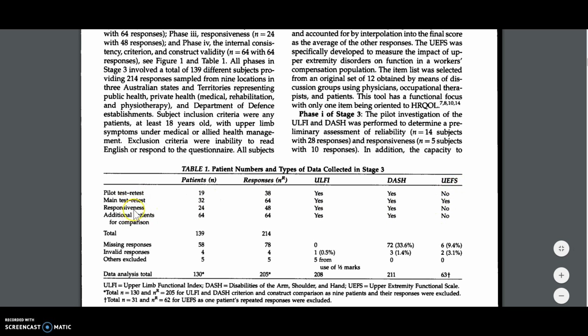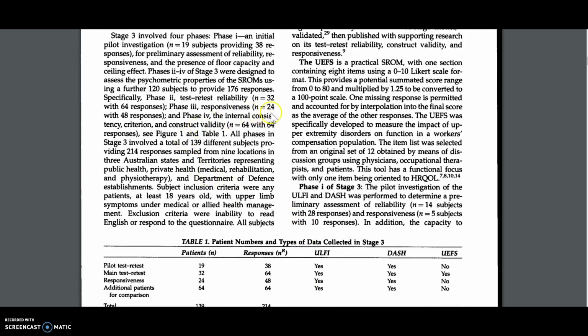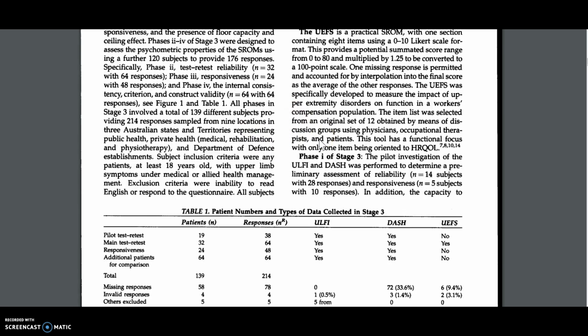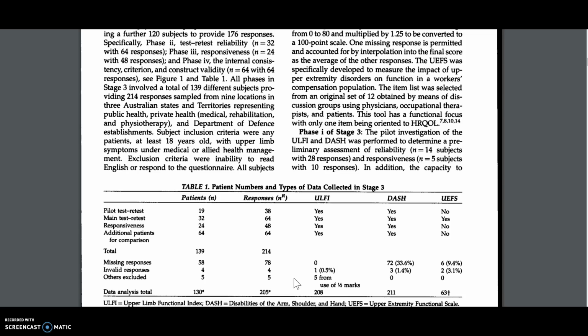They also tested responsiveness and added additional patients for comparison. And they also provided the number of missing responses if patients were not able to adequately answer one of the items on that questionnaire, or if it was just an invalid response. So everything that you're reading here is just a quick review of all that was described on the page. And again, this is page 331. So if you're wondering what is table 1 talking about, it's telling you everything that they did for stage 3.